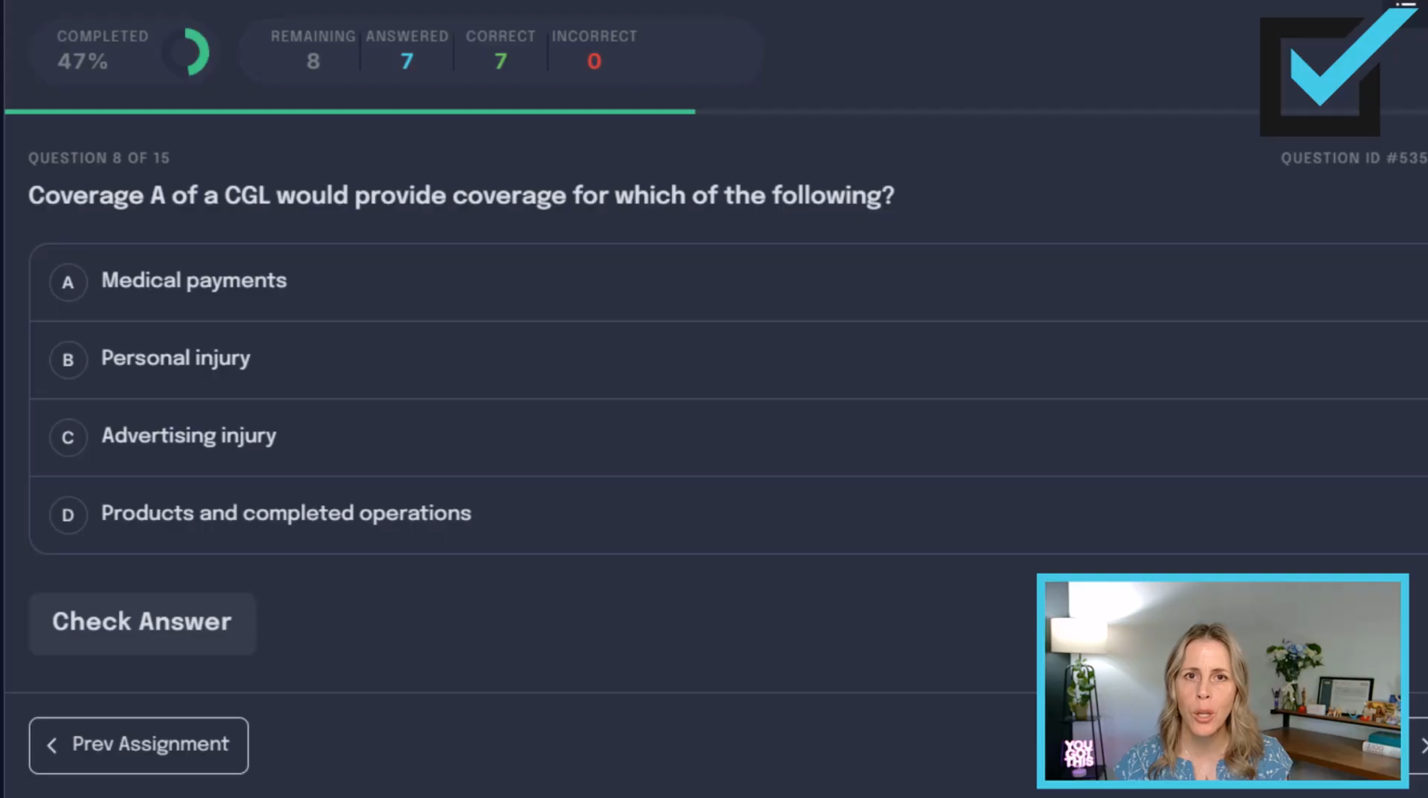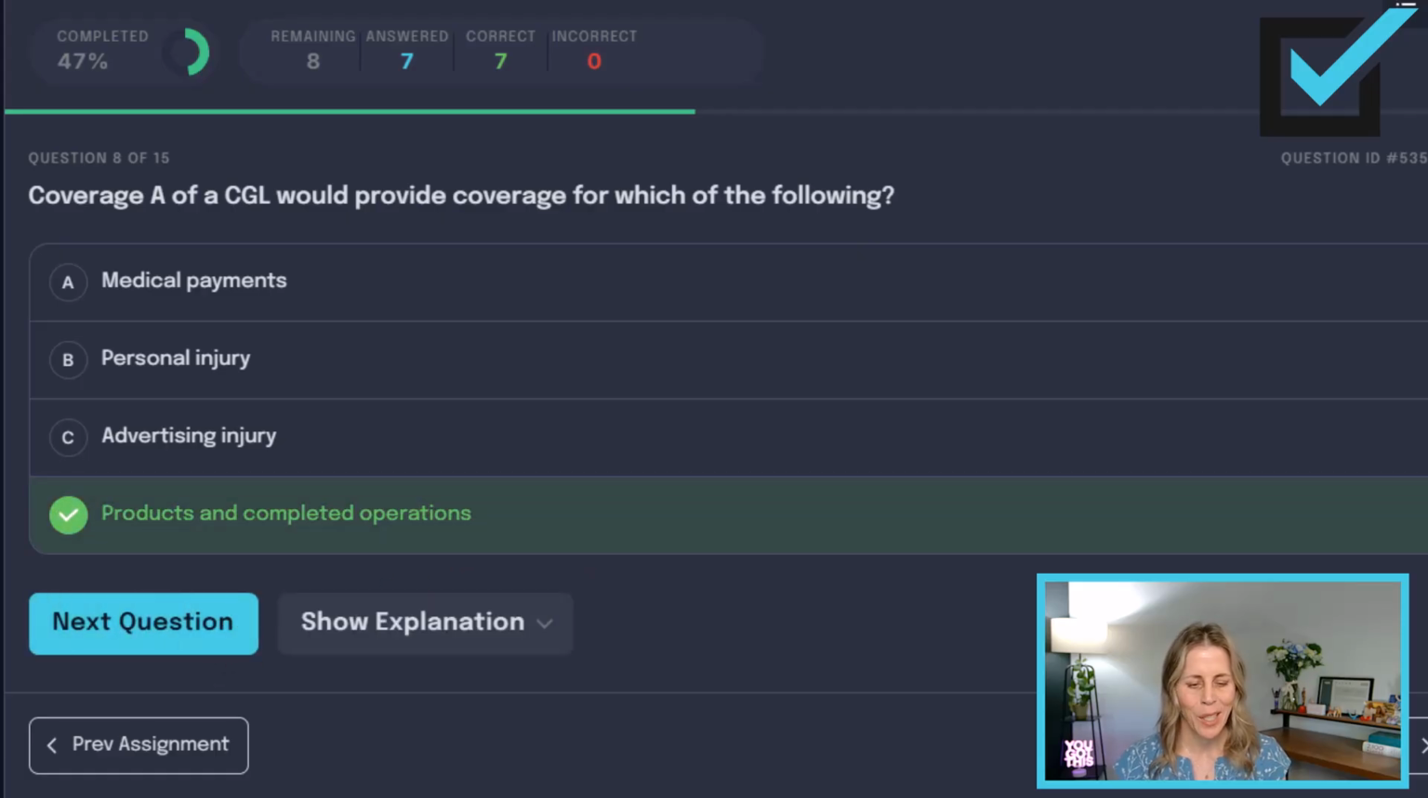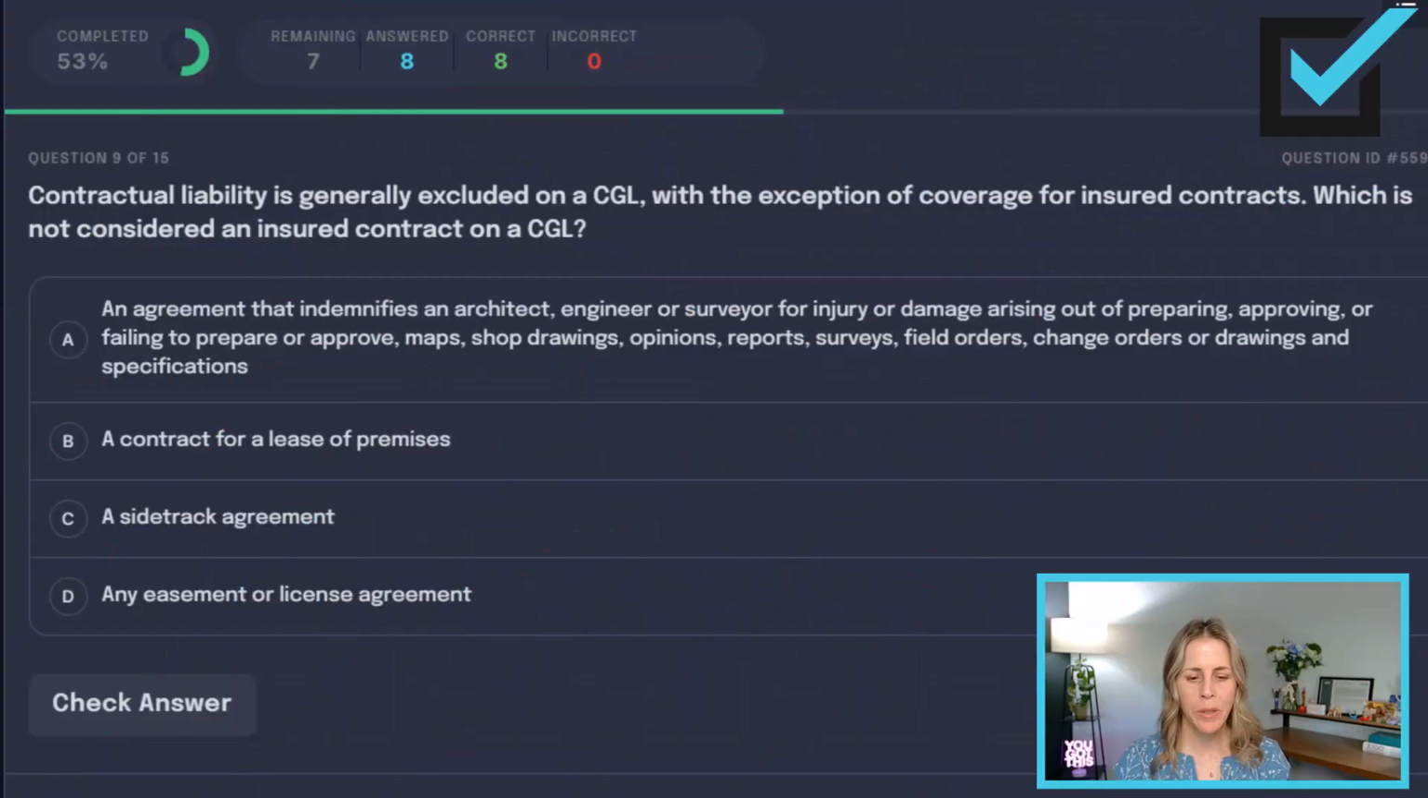Coverage A includes coverage for various exposures, including products and completed operations. Personal injury and advertising injury are covered on a CGL under coverage B. Medical payments is also covered on a CGL under coverage C. Contractual liability is generally excluded on a CGL, with the exception of coverage for insured contracts, which is not considered an insured contract on a CGL.